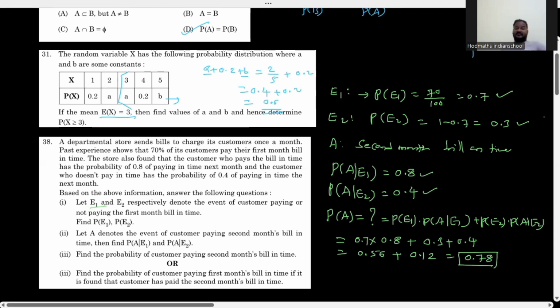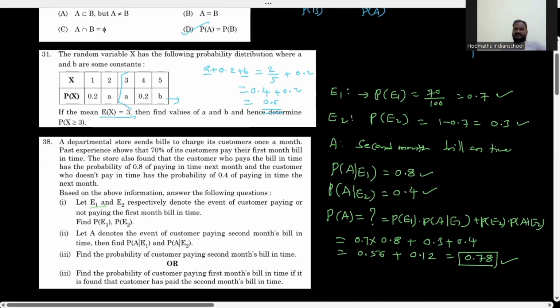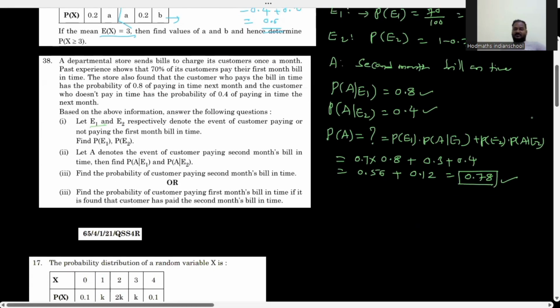Find the probability of customers paying the second month bill. Right. So there is an internal choice question given here. What is that internal choice question? Find the probability of a customer paying the first month bill in time, if it is found that the customer has paid the second month bill in time. So this is a conditional probability. In this conditional probability, you are asked to find the probability of E1 given A.